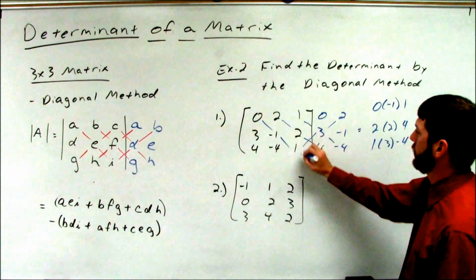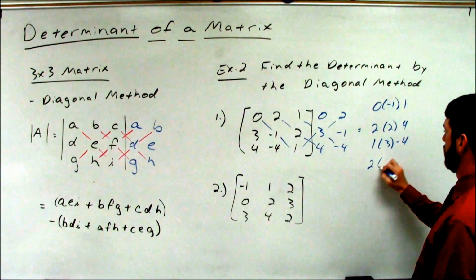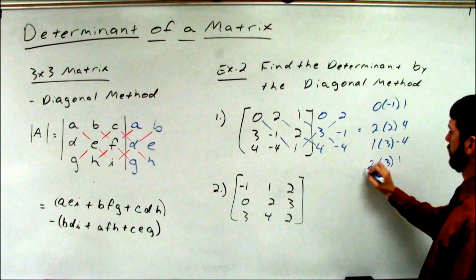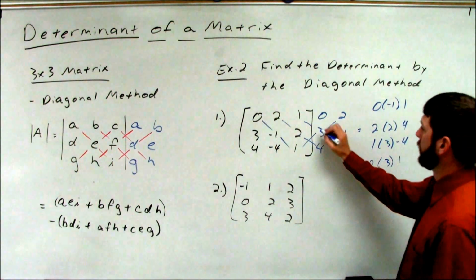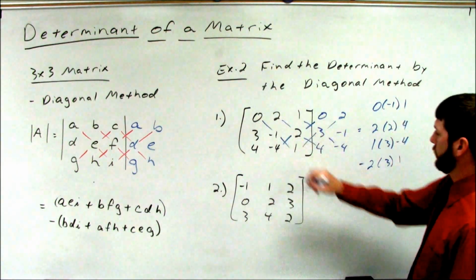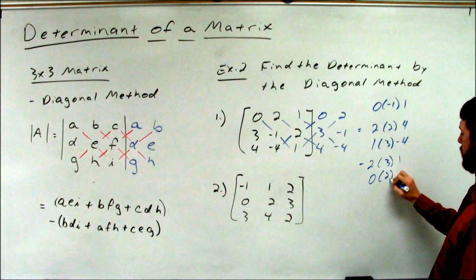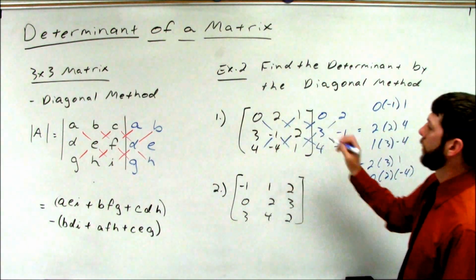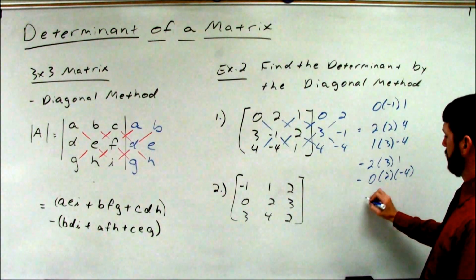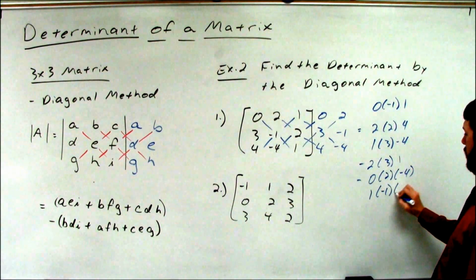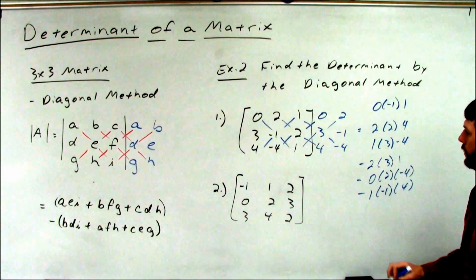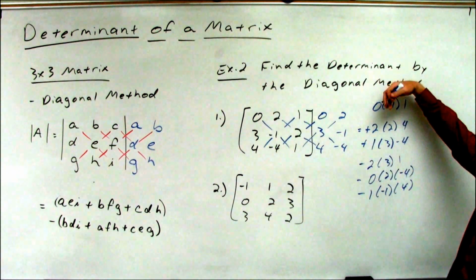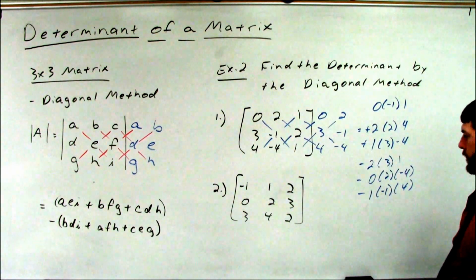Next we're going to do 2, 3, 1. We're going to subtract those. 0, 2, negative 4. Subtract that one. And then 1, negative 1, and 4. Subtract that one. So we'll add up all the left hands, subtract all the right hands.